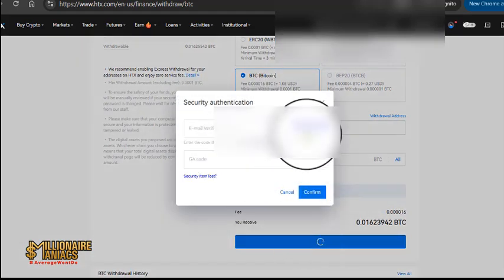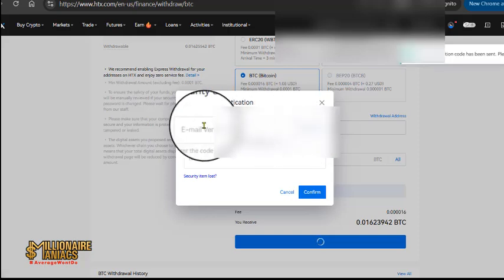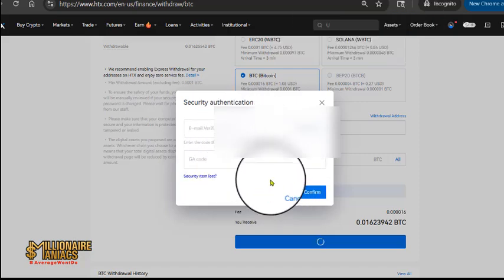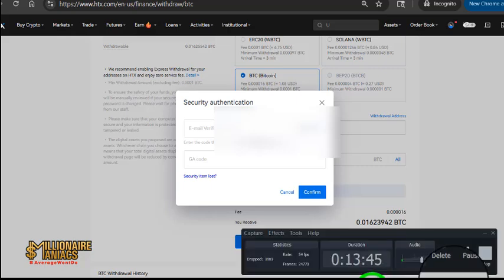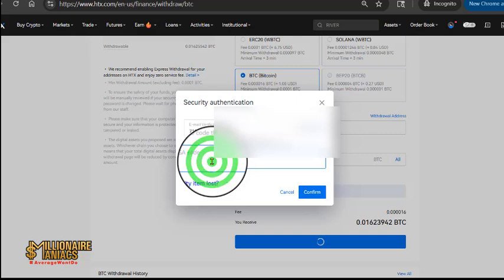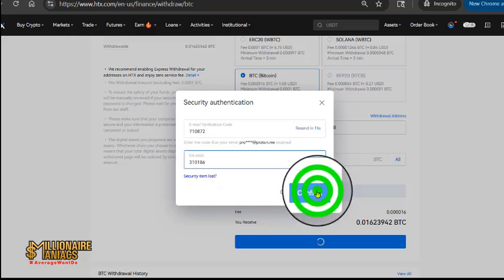All right, and then I need to do some verification. So give me just one moment. I have to go and get the email code and then put in the Google Auth code. So give me a moment to come right back to the video. All right, so I'm going to put the code in here. And confirm.